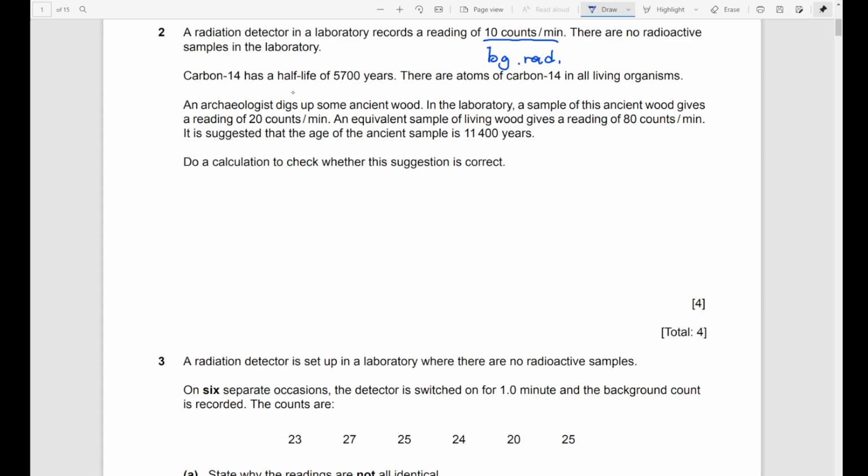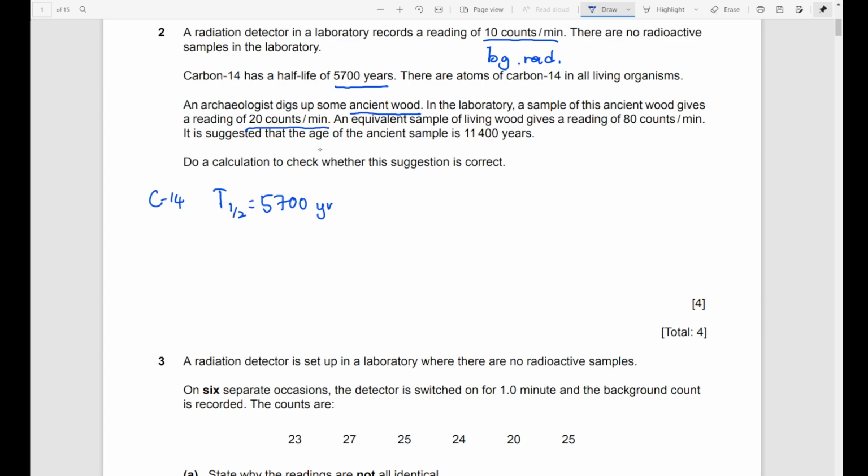Carbon 14 has a half-life of 5,700 years. So this is the half-life for carbon 14. The half-life is equal to 5700 years. There are atoms of carbon 14 in all living organisms. An archaeologist digs up some ancient wood. So he found an ancient wood. In the lab, a sample of this ancient wood gave a reading of 20 counts per minute.